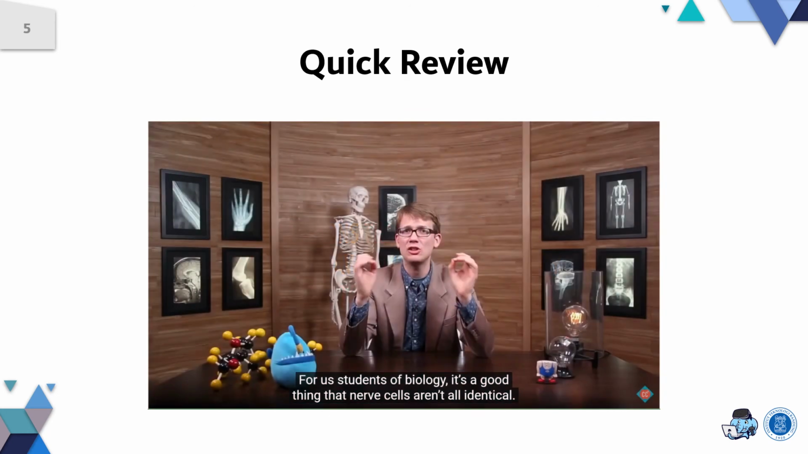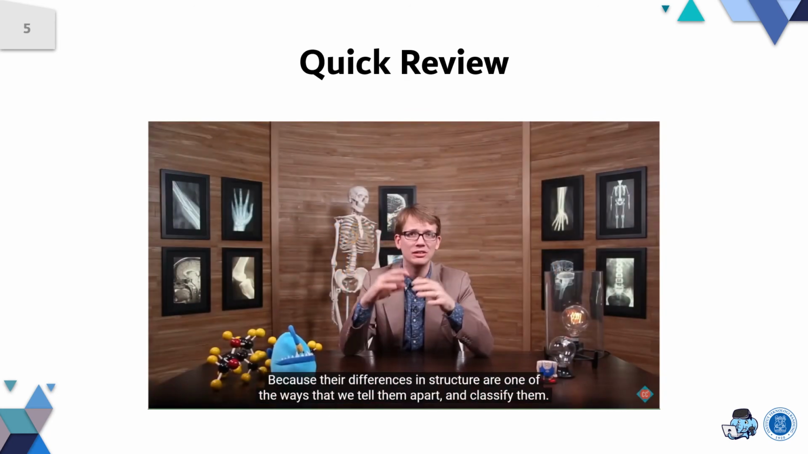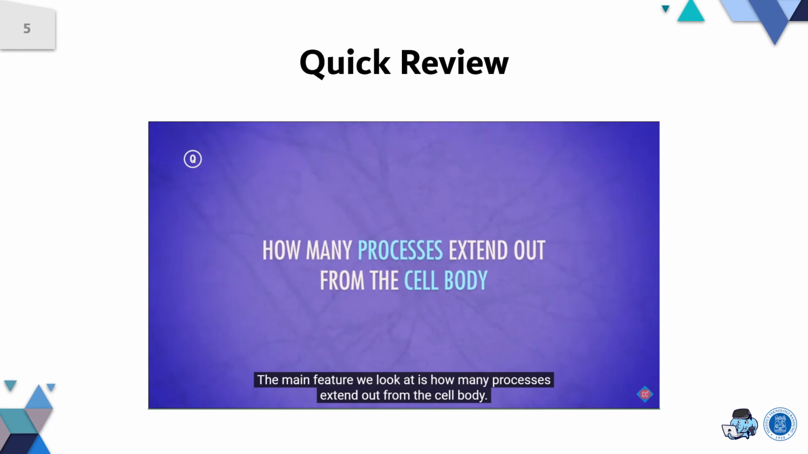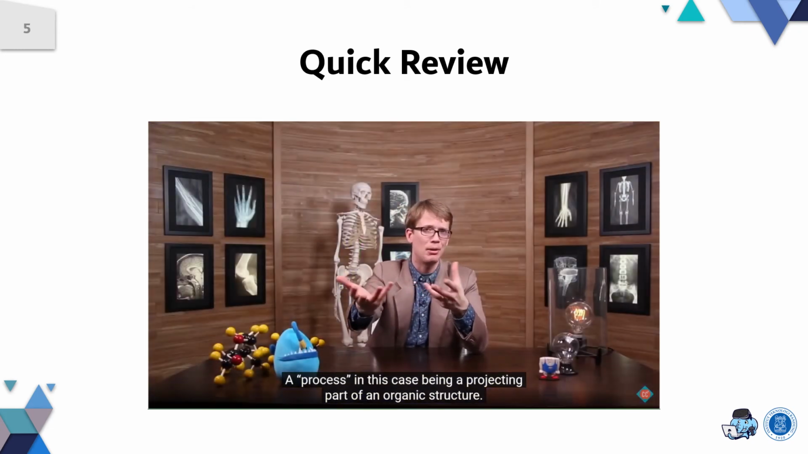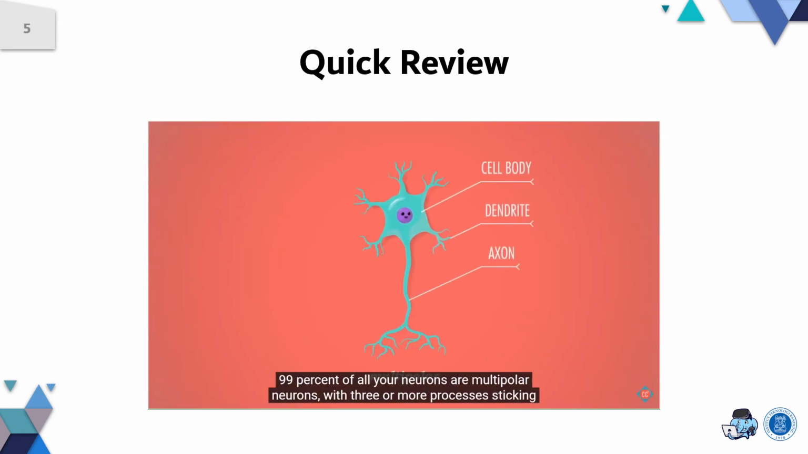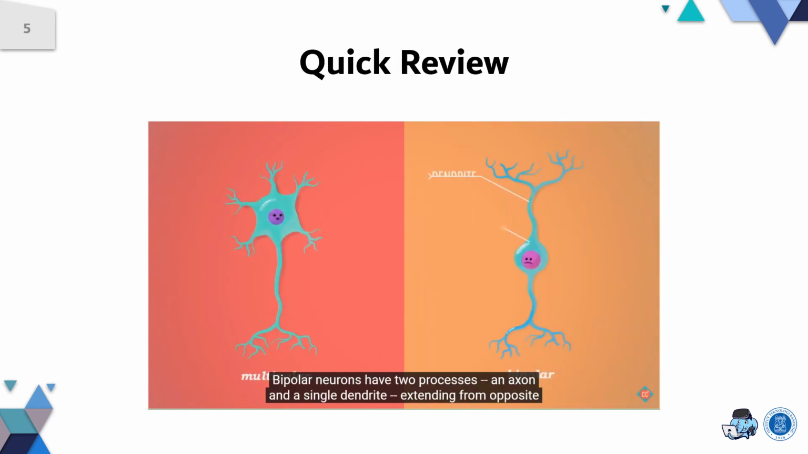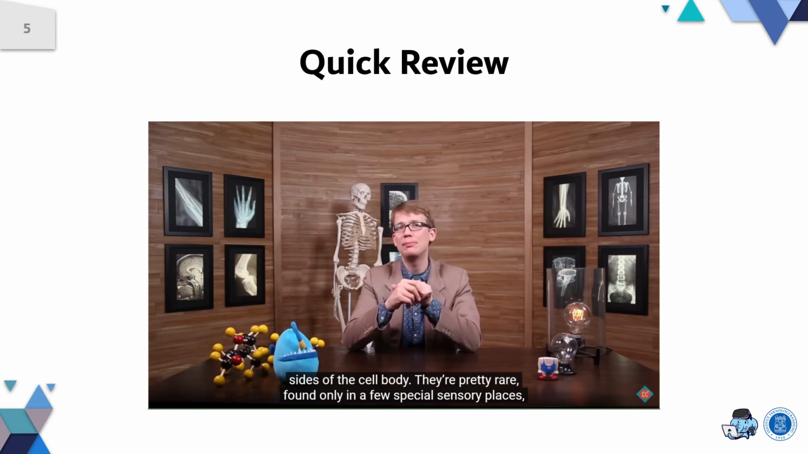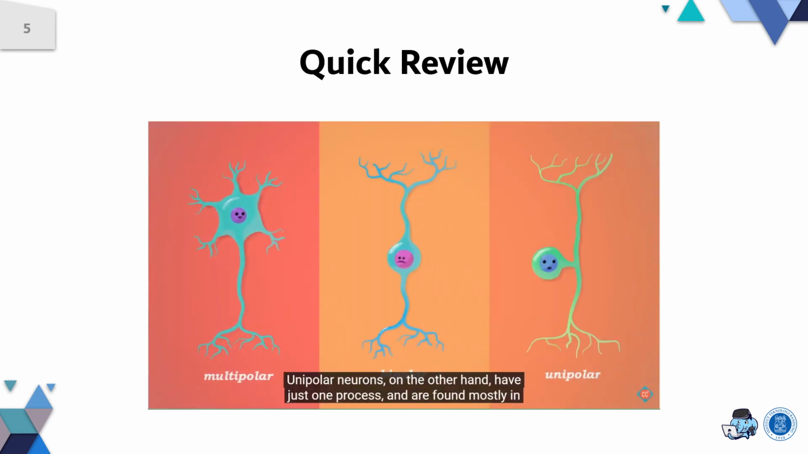For us students of biology, it's a good thing that nerve cells aren't all identical because their differences in structure are one of the ways that we tell them apart and classify them. The main feature we look at is how many processes extend out from the cell body. A process, in this case, being a projecting part of an organic structure. 99% of all your neurons are multipolar neurons with 3 or more processes sticking out from the soma, including one axon and a bunch of dendrites. Bipolar neurons have 2 processes, an axon and a single dendrite, extending from opposite sides of the cell body. They're pretty rare, found only in a few special sensory places like the retina of your eye. Unipolar neurons, on the other hand, have just one process and are found mostly in your sensory receptors.